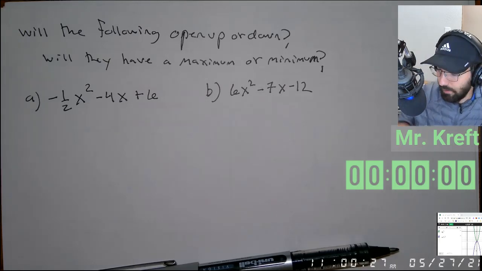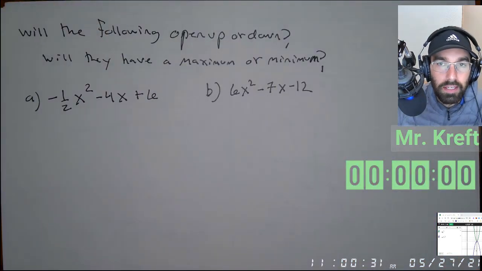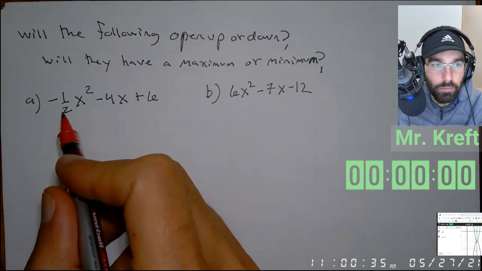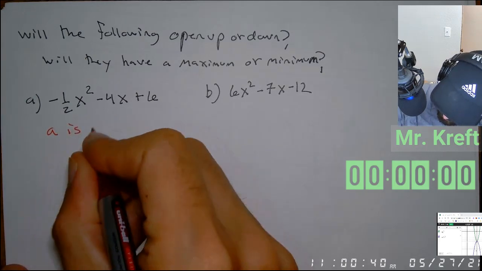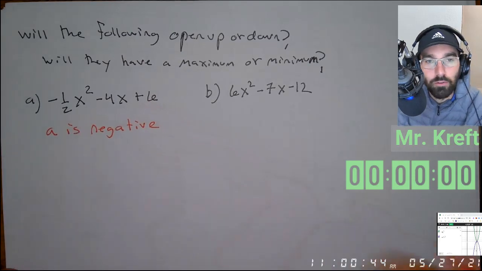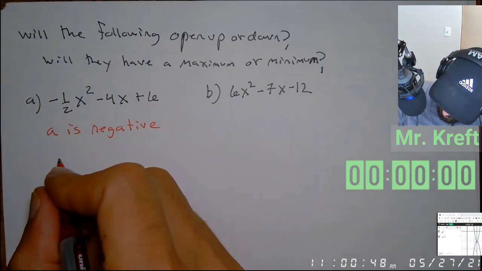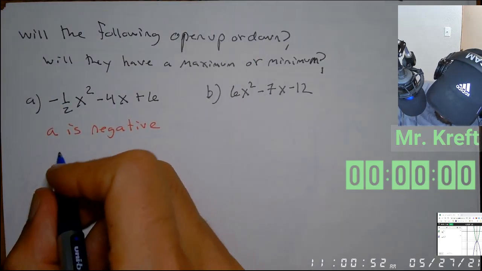All right, so let's take a look at this. Again, this can go really quick without a graphing calculator. All we're looking at is the a term. So I see here a is negative. It doesn't even matter that it's a fraction, right? So a is negative, which means we're going to open down.